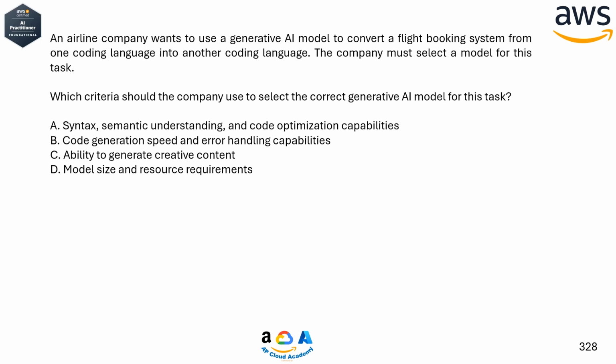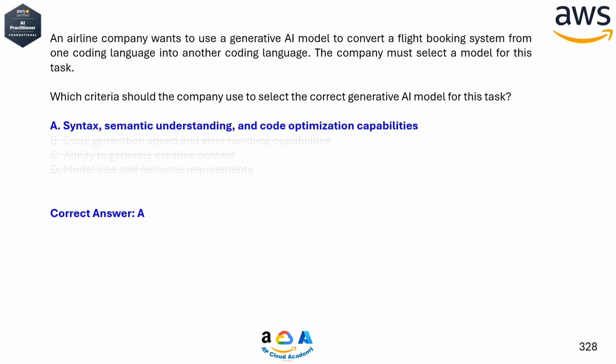A. Syntax, semantic understanding, and code optimization capabilities. B. Code generation speed and error handling capabilities. C. Ability to generate creative content. D. Model size and resource requirements. Correct answer, A. Syntax, semantic understanding, and code optimization capabilities.